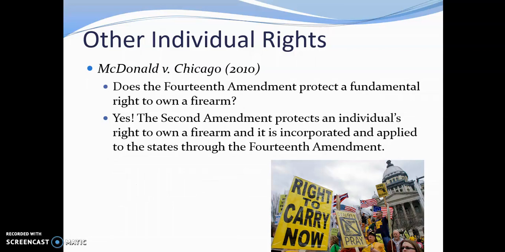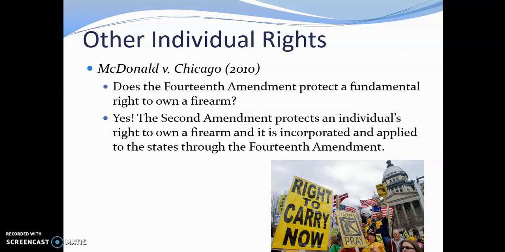So McDonald v. Chicago is another case you need, and this is asking, does the 14th Amendment protect a fundamental right to own a firearm? And the decision was yes. The Second Amendment protects an individual's right to own a firearm, and it is therefore incorporated and applied to the states through the 14th Amendment.